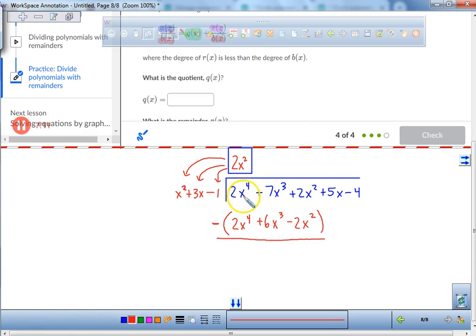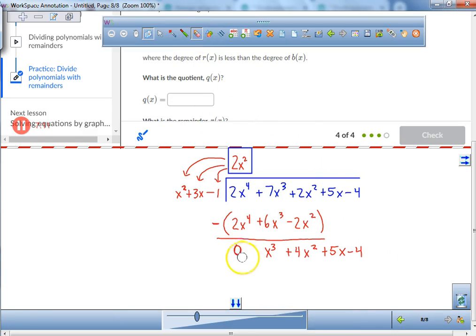All right, guys, here we go. Let's do some mental math here. What is 2x to the power of 4 minus 2x to the power of 4? That zeros out. What's 7x cubed minus 6x cubed? That just leaves me with 1x cubed. 2x squared minus a negative 2x squared. What's going to happen with those negatives? They're going to turn to a positive, so that's going to become 4x squared. And then bring down the 5x and bring down the minus 4. So all I'm going to do right now is erase that.